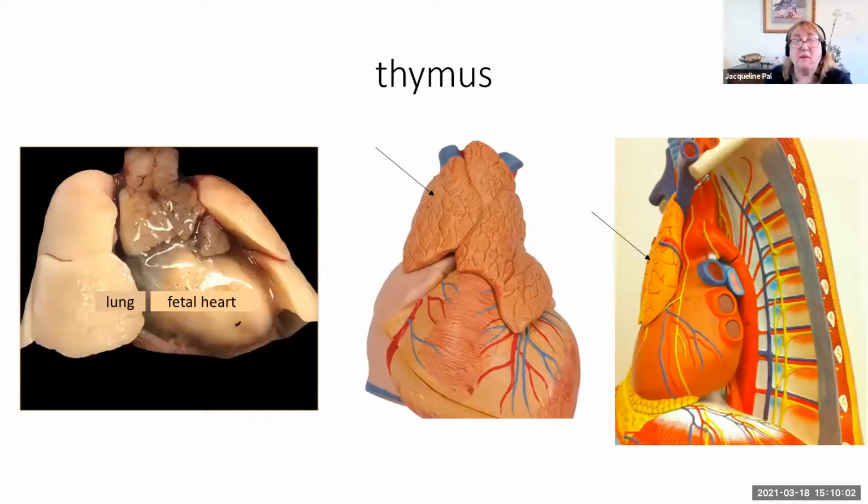So the first we're going to talk about is the thymus. The thymus is an organ that only exists as a solid organ until about puberty. So it's quite large in the fetus, as you can see in this picture on the left. On the models, you're going to see it in the upper part of the heart and just anterior to the great vessels, the arteries and veins entering and exiting the upper portion of the heart. So that's where you find the thymus.